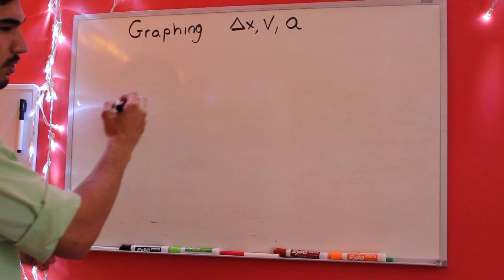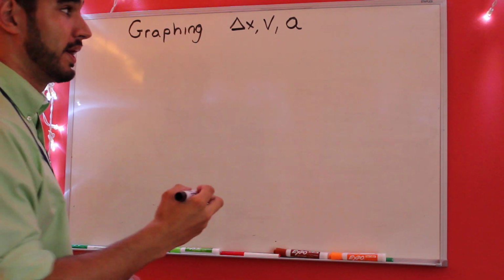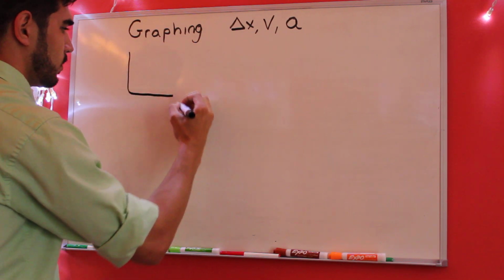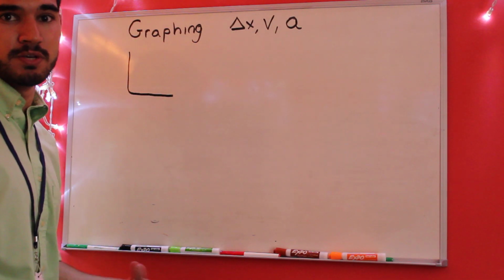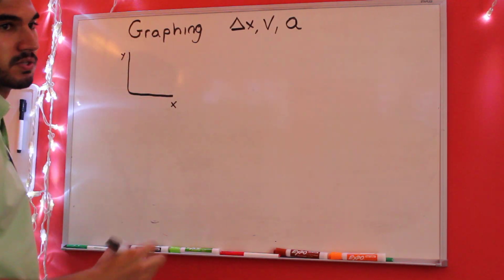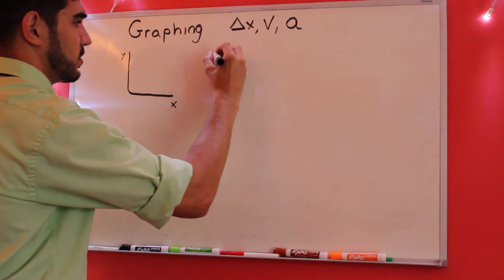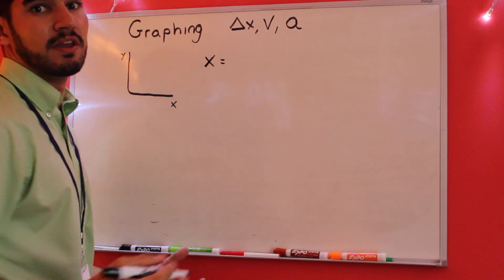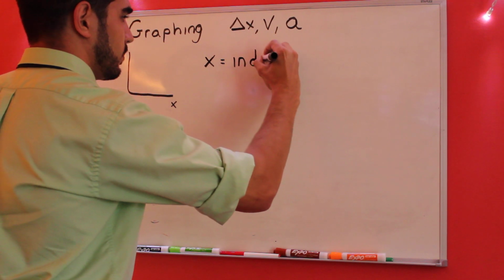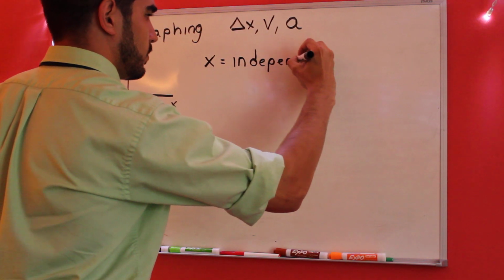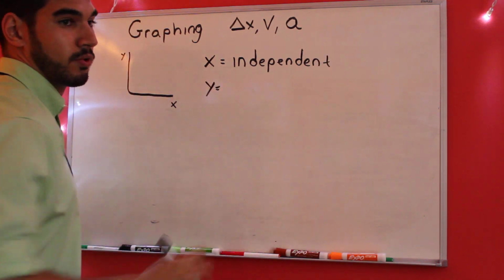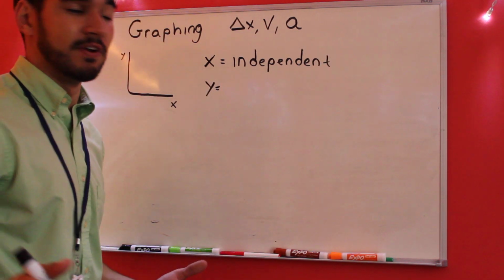Now, when we look at a graph, we typically look at an xy axis. So, just to start simple and build big, we have our x-axis and our y-axis. We know that our x-axis equals our independent variable. And we know that our y-axis is going to be our dependent variable.